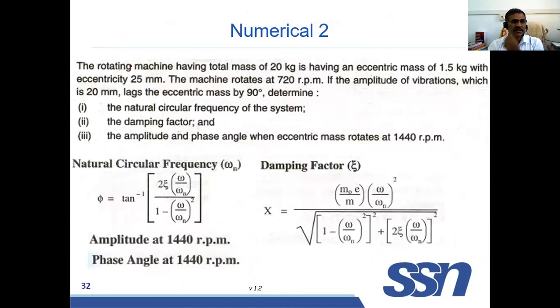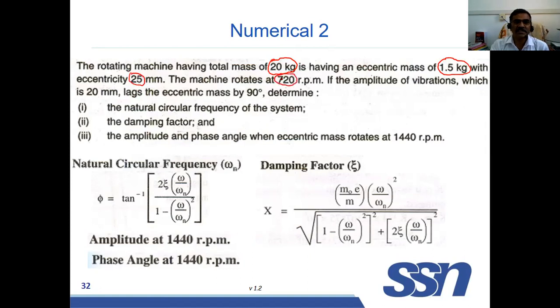Now a rotating machine has a total mass of 20 kg. This is the total mass, that is the mass of the engine. Inside the engine there is an eccentric mass, that is m naught equal to 1.5 kg. The eccentricity is 25 millimeters. The machine rotates at 720 rpm.